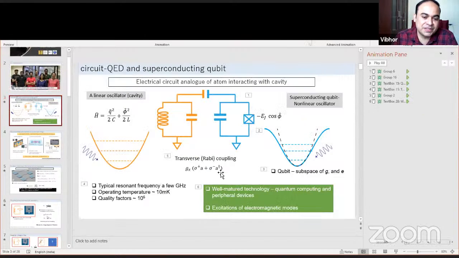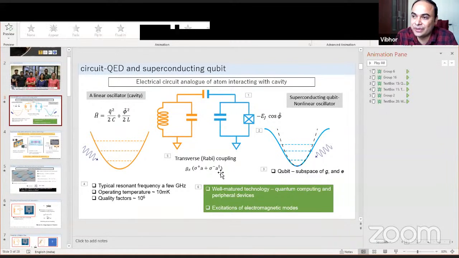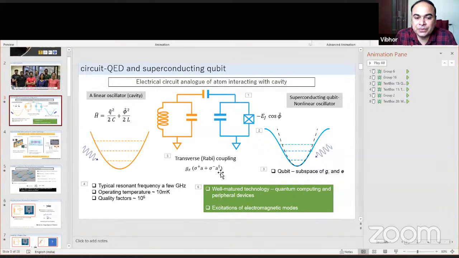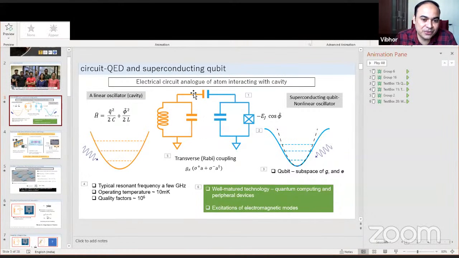So, like this transverse Rabi coupling. This is between two electrical circuits, but you can make a mechanical analog also. If you think about how this transverse Rabi coupling has come about, it is because of the voltage zero-point fluctuation of this oscillator here. I hope you can see my cursor. Yes, they are driving a current through the junction. So that's what results in transverse Rabi coupling.